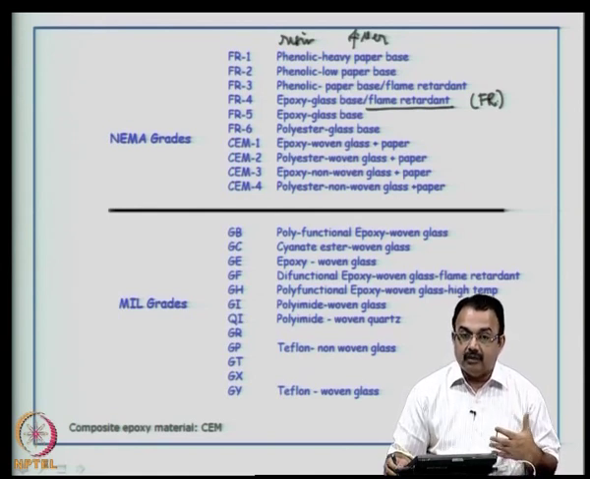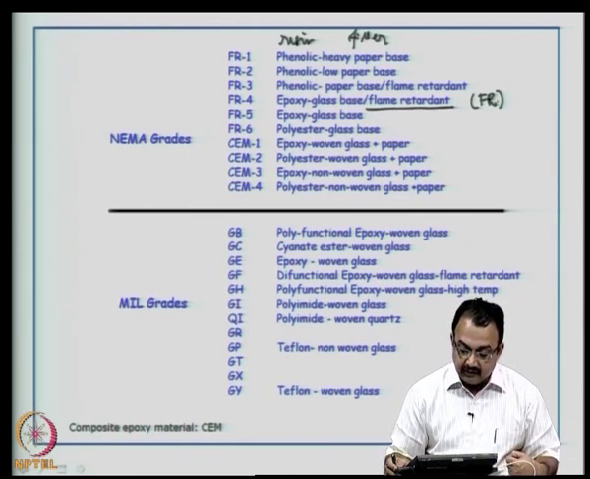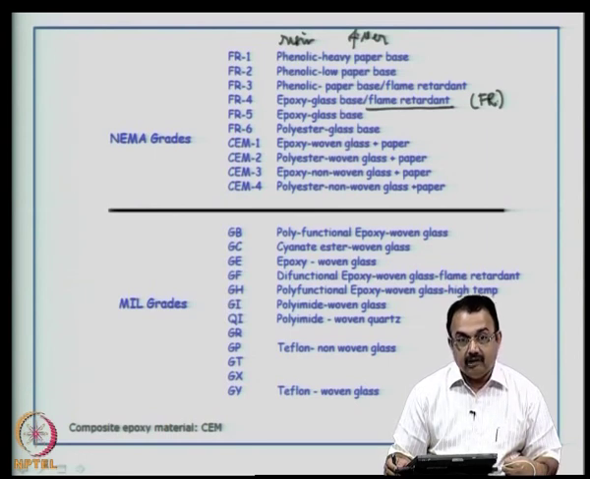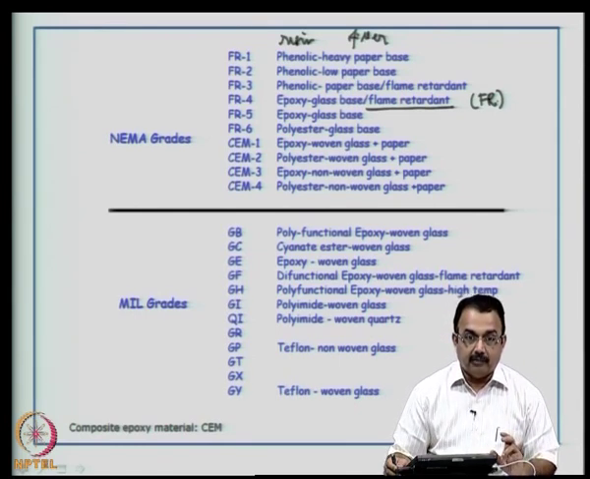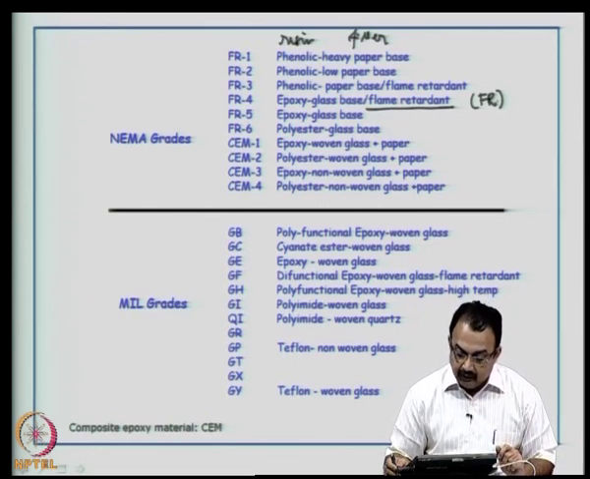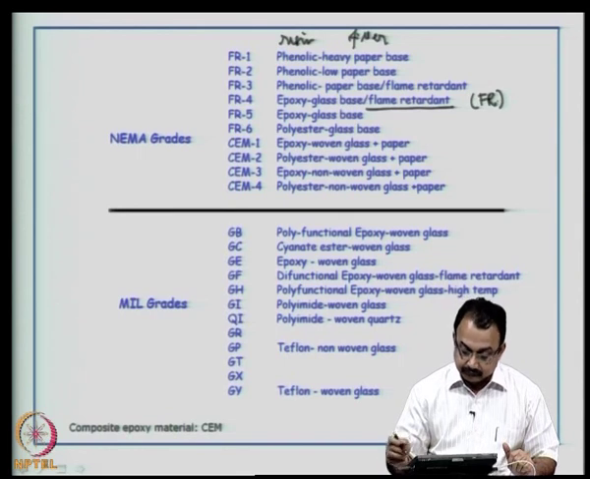So, material combinations like an epoxy or glass base with the fire retardant material in it can be used for such applications. FR5 is again epoxy and glass base, FR6 is polyester and glass base, and you have what is known as CEM material, which is a composite epoxy material. That means, in all of these cases the organic resin is epoxy, okay, or it could be a combination of other resins, but it contains different types of fillers.